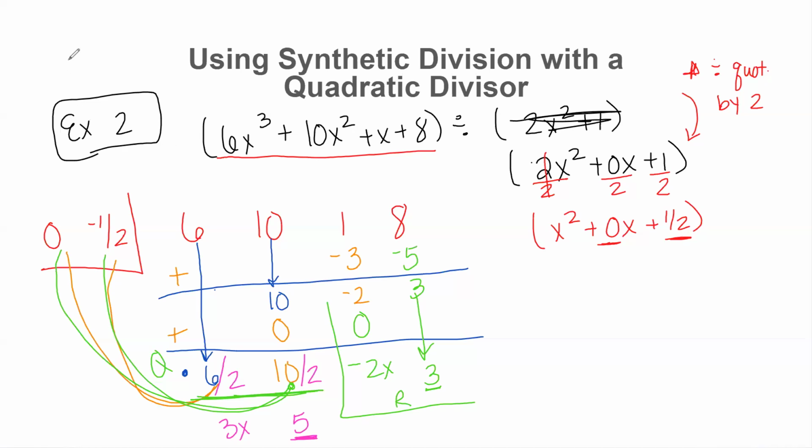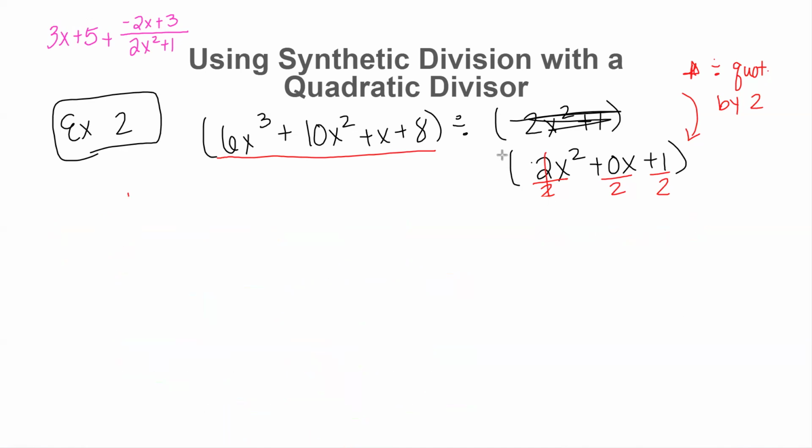So we're looking at a final answer. I'm going to write it at the tip top left in pink. 3x plus 5, there's your quotient, plus a remainder of negative 2x plus 3 all over the original divisor. The one I have scratched out there, the original, without the 0. Okay, I will use long division to check.